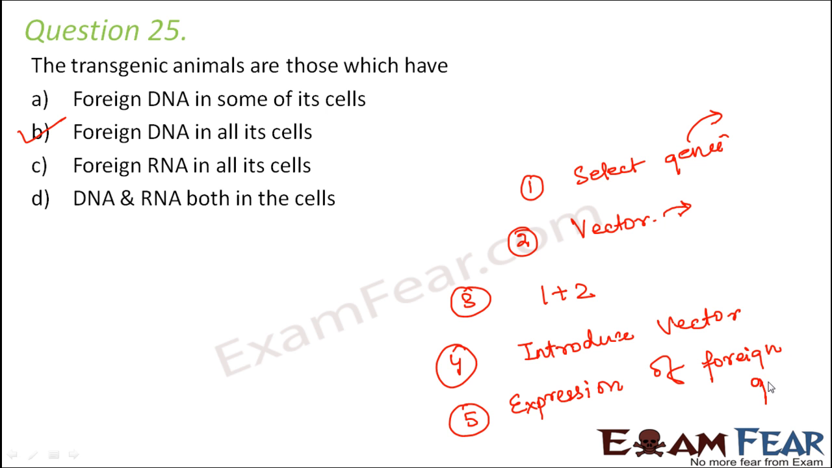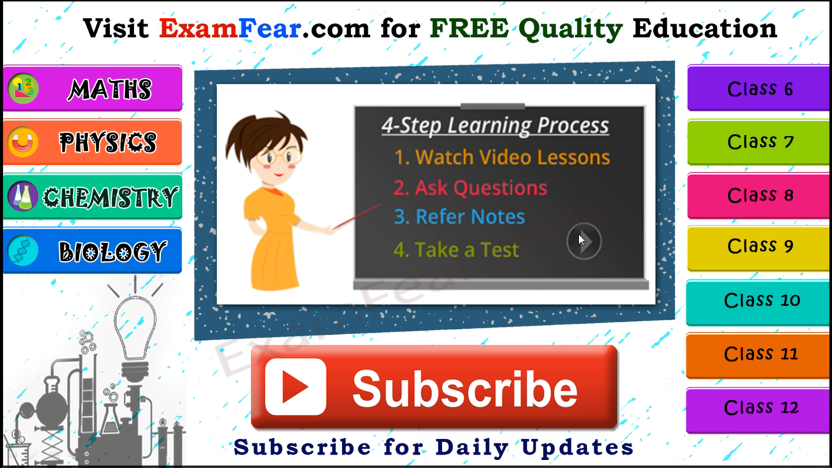That means you will be able to see some different traits in that individual or that organism because of the presence of this foreign gene. And then that animal is said to be a transgenic animal. Right, so in simple words, this is how it is. So basically transgenic animal should have that foreign DNA, like this foreign gene has to be present in all the cells of that transgenic animal.